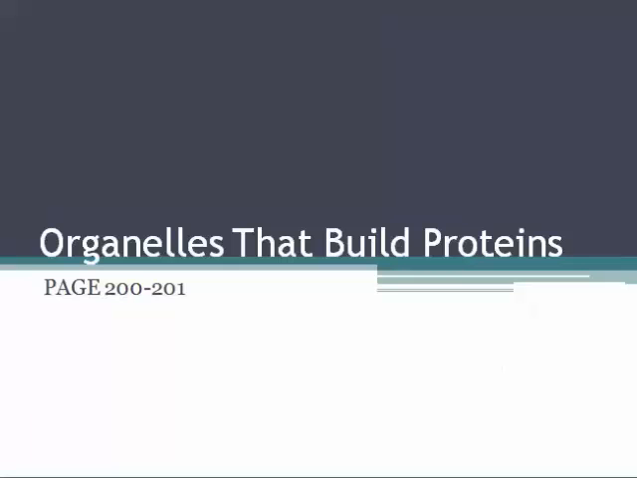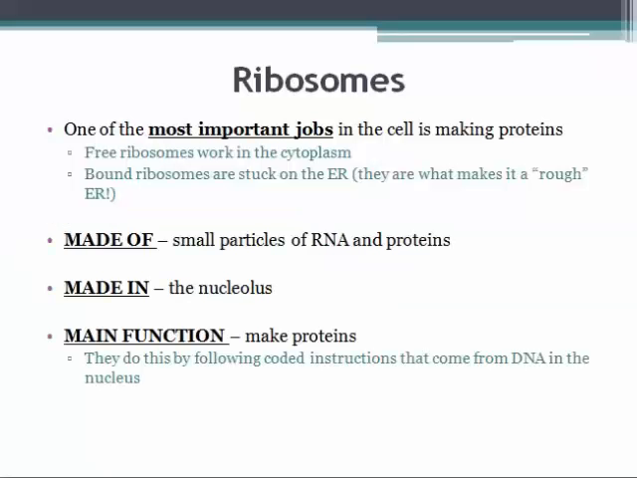in the cytoplasm. Organelles that build proteins. These will be located in your book on pages 200 and 201. Ribosomes. One of the most important jobs in the cell is making proteins. Free ribosomes work in the cytoplasm. The bound ribosomes are stuck on the ER. They are what makes it rough.